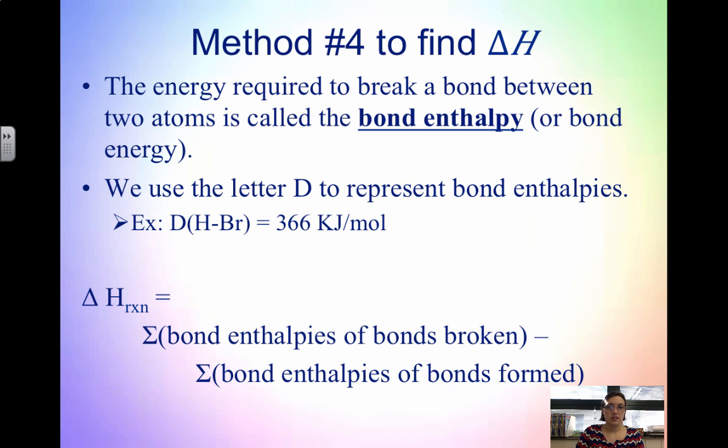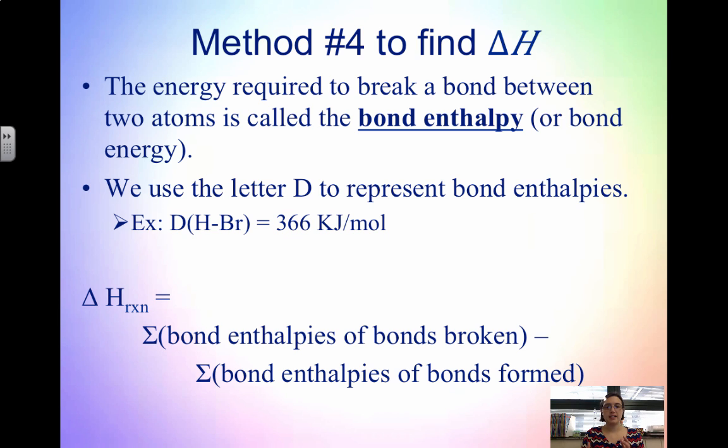Bond enthalpy is the energy that's required to break a bond between two atoms. Usually we use the letter D to represent bond enthalpies. So if you see D(H-Br), that's the bond enthalpy, the energy required to break the hydrogen-bromine bond. The reason that we use bond enthalpies is because sometimes we may not as easily find standard enthalpies of formation of all reactants and products. So we can use these individual bond energies, which have been calculated, to estimate the overall delta H of reaction.